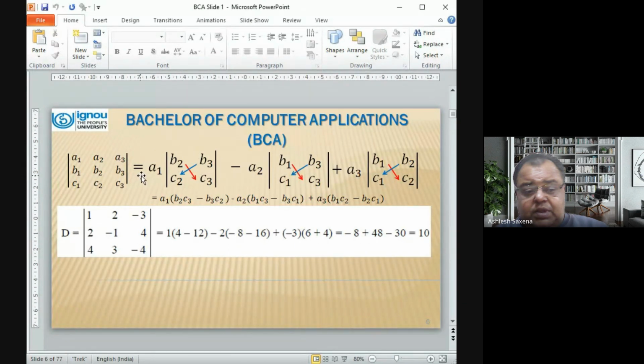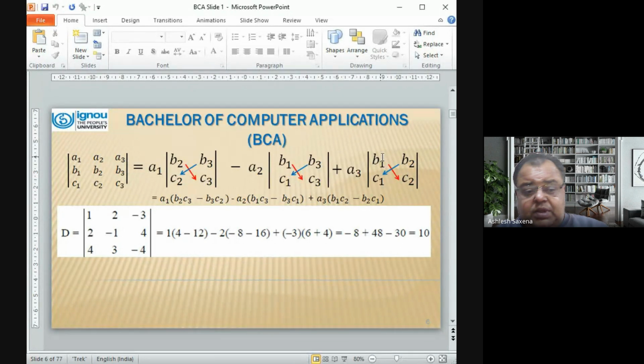First one is plus by convention. Second one is minus. Pick this element, minus of A2, determinant. Remove this row and this column. You will be left with B1, B3, C1, C3. First one is plus, second one is minus, third one is plus. Plus of this element, A3, determinant. Remove this row and this column. You are left with B1, B2, C1, C2.